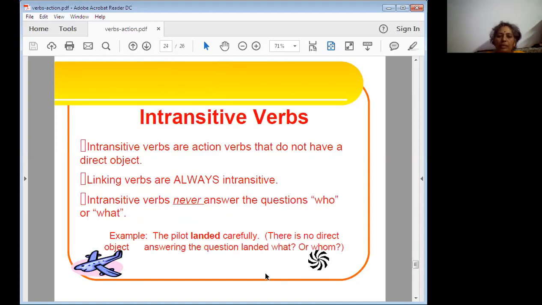Intransitive verbs. Intransitive verbs are action verbs that do not have a direct object. Linking verbs are always intransitive verbs. Intransitive verbs never answer the questions who or what. See the example. The pilot landed carefully. There is no direct object here. Now answering the question, landed what or whom?